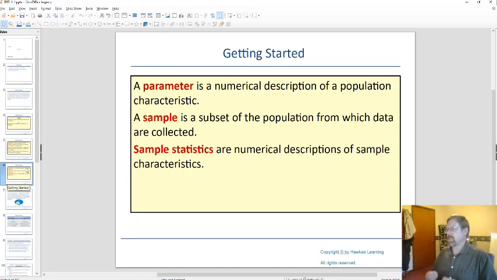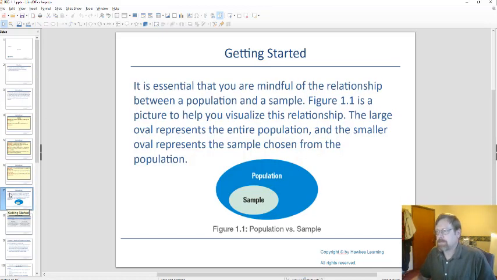A sample is a subset of a population from which data are collected. So if our population is all the students in Washington State College, a sample would be the 200 that we talked to. Sample statistics then are numerical descriptions of the characteristics of that sample. Right? So it's very important that you keep in mind that you've got a big group that's the population, and this little group here is the sample.